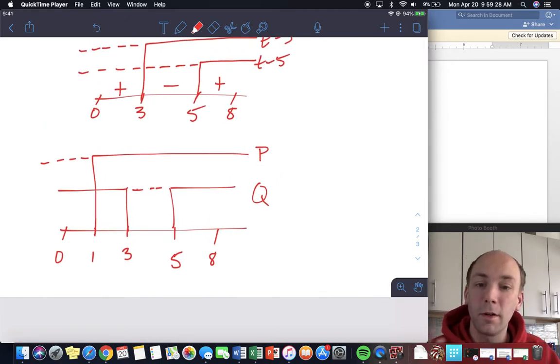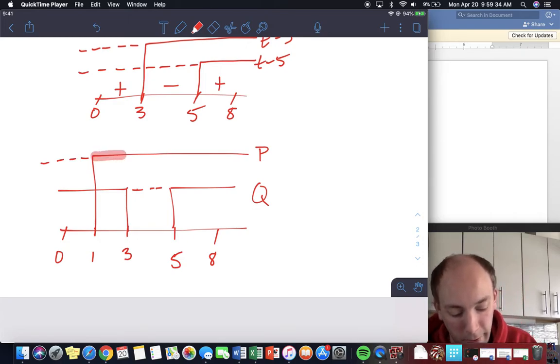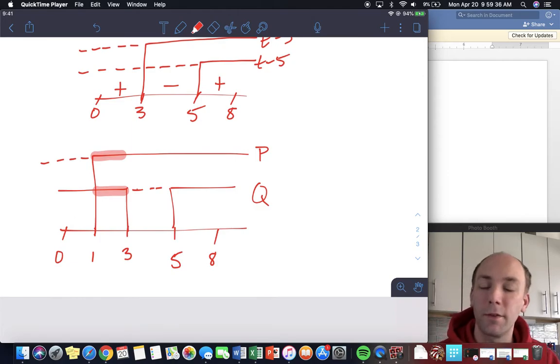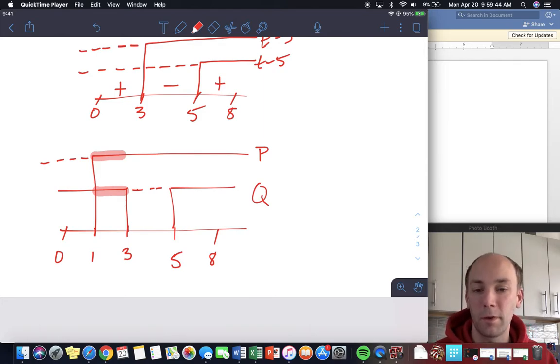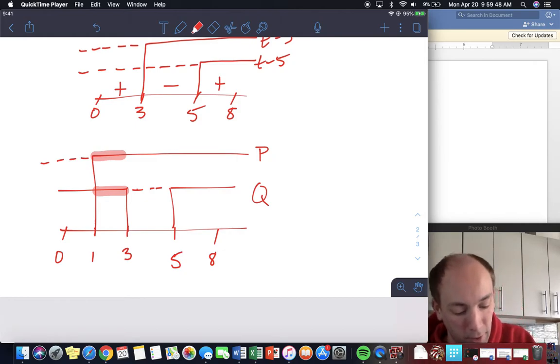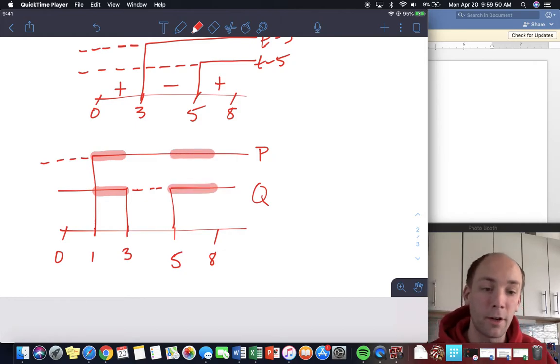Between 0 and 1, particle P is moving to the left, Q is moving to the right. On 1 to 3, P is moving in the positive direction, Q is moving in the positive direction because they are both positive. Between 3 and 5, particle P is moving to the right, Q is moving to the left because one's positive and one's negative. And then between 5 and 8, they're both positive again, so they're both moving in the positive direction, to the right.